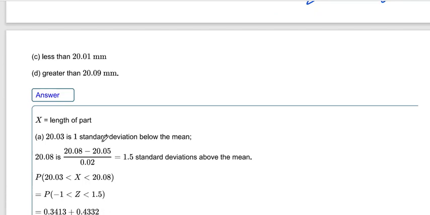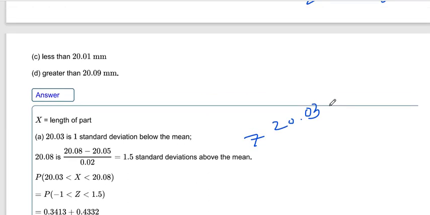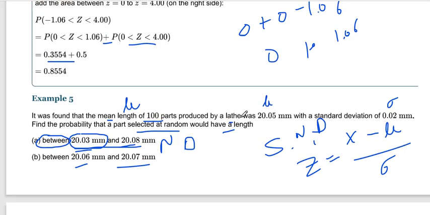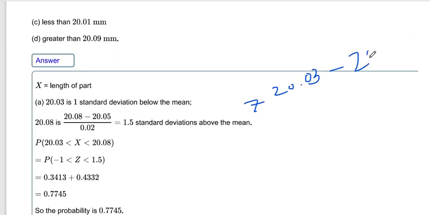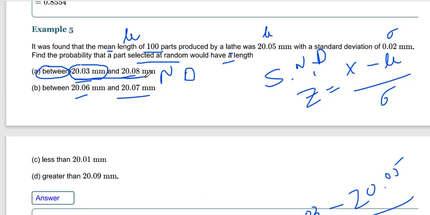First of all, 20.03. Z is equal to 20.03 minus mu, which is 20.05, and the standard deviation is 0.02. So we get Z is equal to minus 1. Why? Because the difference is given over 0.02, so Z will give us minus 1. Here the first value is minus 1, then the second.